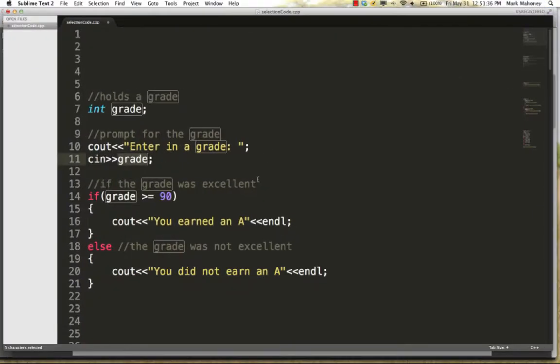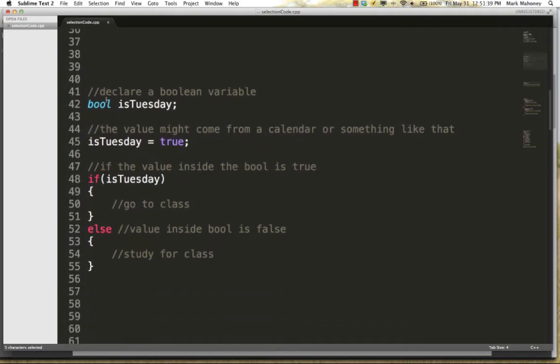So let me show you a snippet of code here. Here's how we declare a Boolean variable. B-O-O-L is the data type. When the flow of control gets here, this says, go carve out room in memory for this piece of data called isTuesday, and its type is bool. That means we can only store one of two values in there, either true or false. Here I'm just hard coding a value, but let's pretend the value might come from a calendar or something like that. This assigns the value true to the variable called isTuesday.